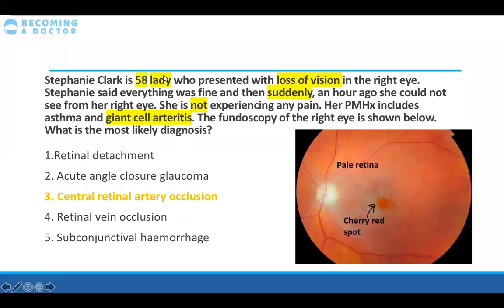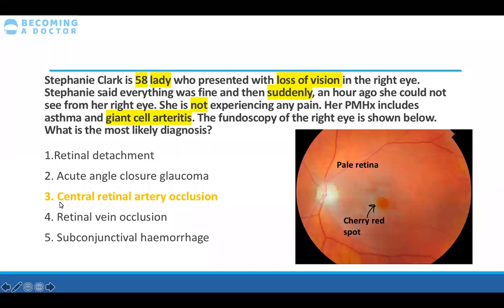So she's a 58-year-old lady. Those are sort of risk factors, along with giant cell arteritis, that make central retinal artery occlusion more likely. The fact that she experienced loss of vision and it was sudden, again, points to the fact that it's an occlusion. And a key thing to remember is that she isn't experiencing any pain. None of you voted for acute angle closure glaucoma. That's good because there's pain there.